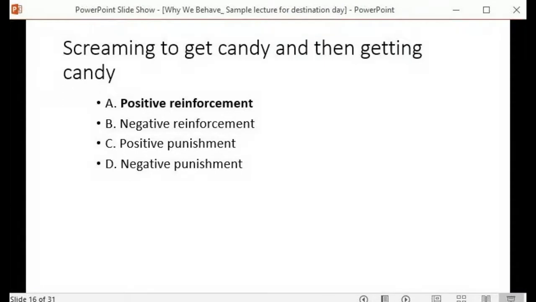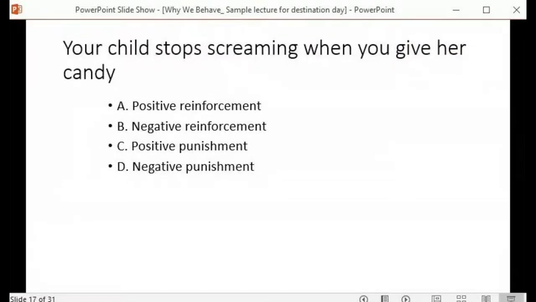Positive reinforcement. Now, why in the world is the mother going to give this kid candy? Because the mom might have a headache, right? Or the dad, let's not be sexist here. The parent's kid is screaming, and the parent wants the kid to stop screaming, or maybe she's embarrassed, or maybe it's just loud and she just wants the kid to stop. So you give the kid the candy, the kid stops screaming.